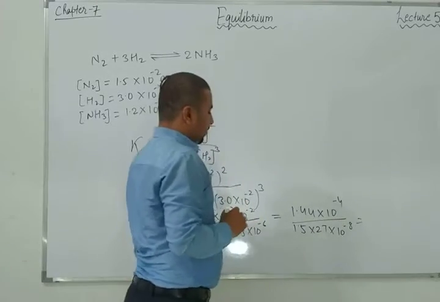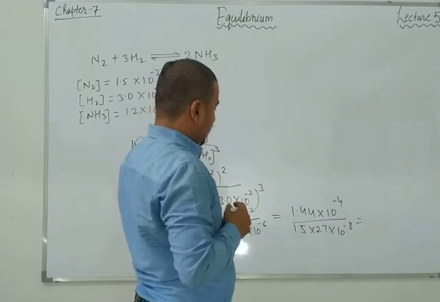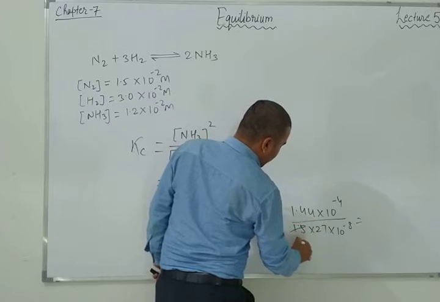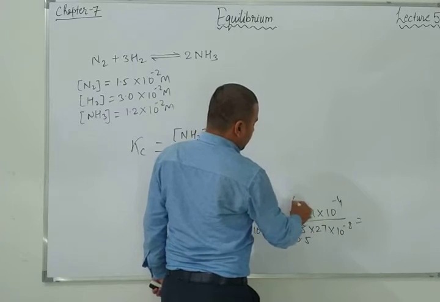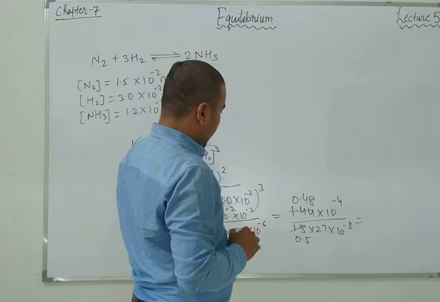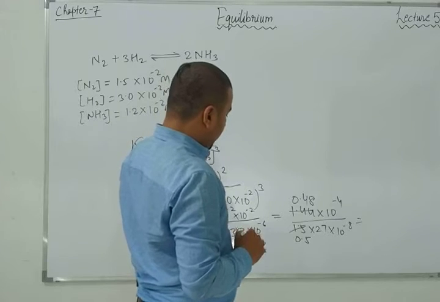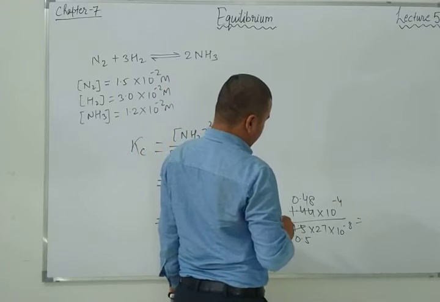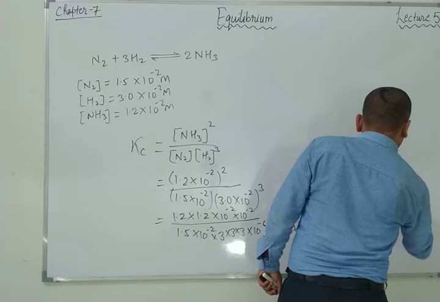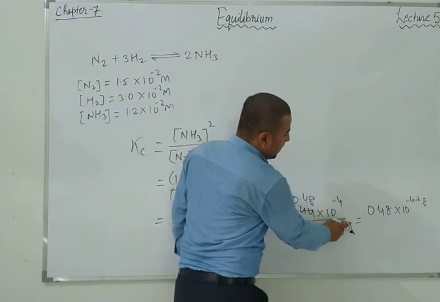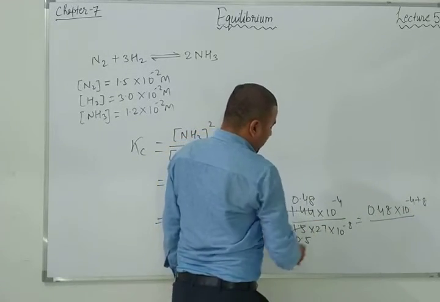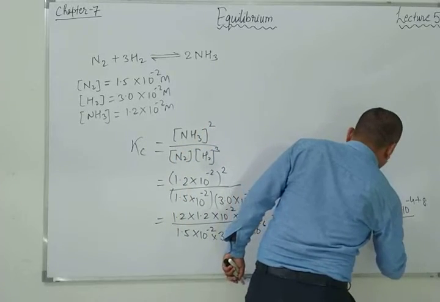If you want to cancel by 3, you can cancel. How do you cancel by 3? Just see here: 3 5s are 15, that gives 0.5; 3 4s are 12, and 3 8s are 24. So we get 0.48, right? Now let us write 0.48 into 10 raised to minus 4 plus 8. What I have done here is that the 10 to the power minus 8 has gone up, so it became 10 to the power 4, and here half multiplied by 27 gives 13.5.